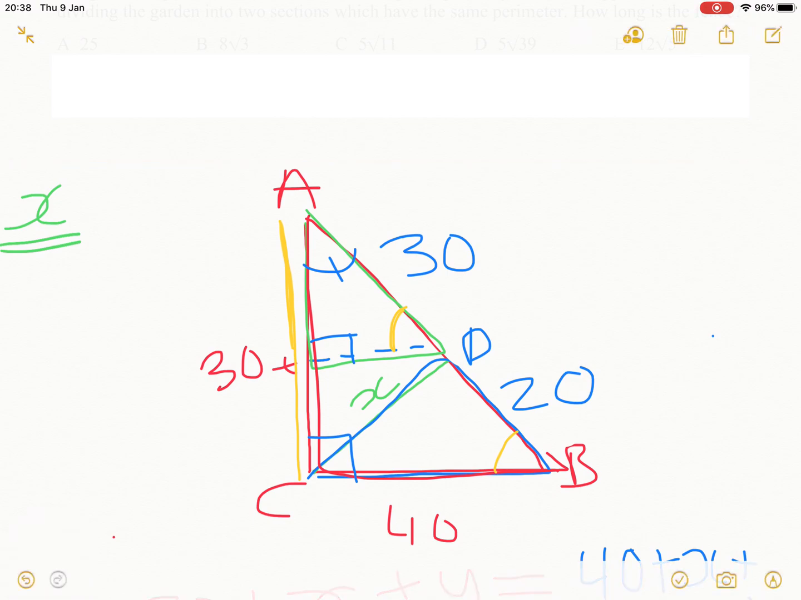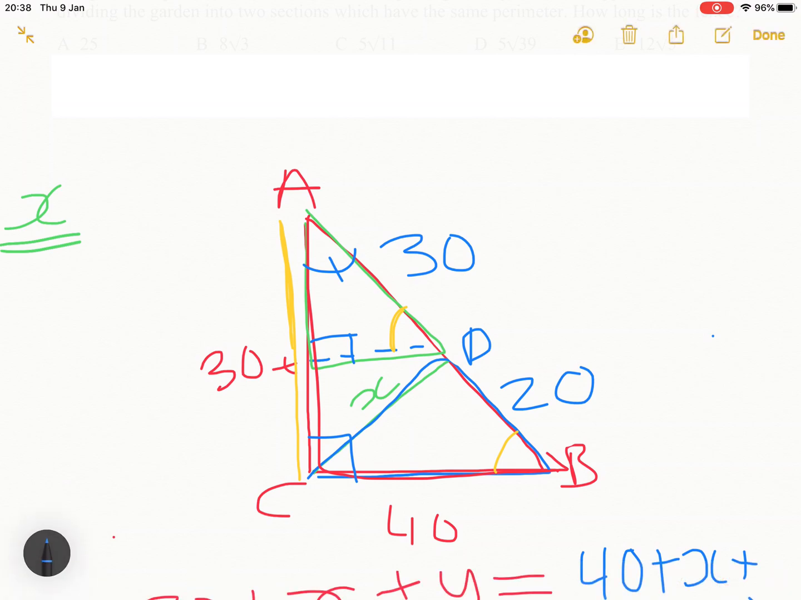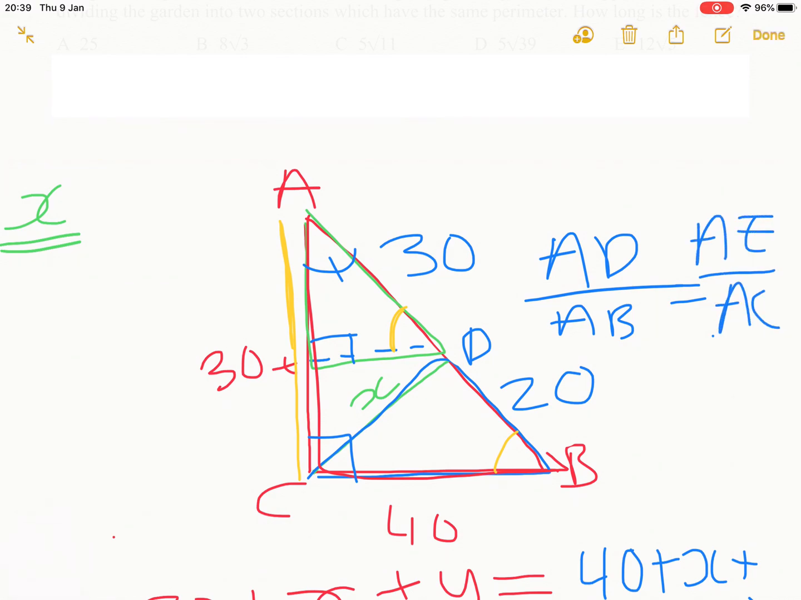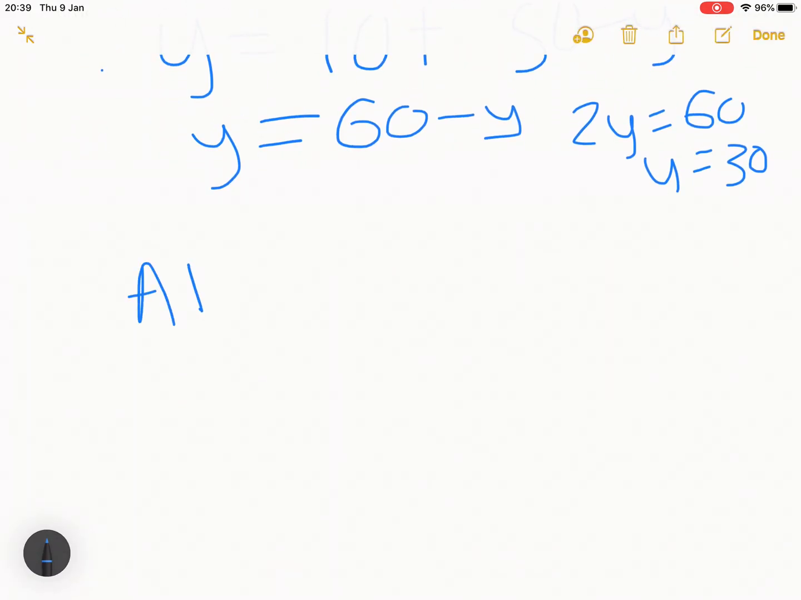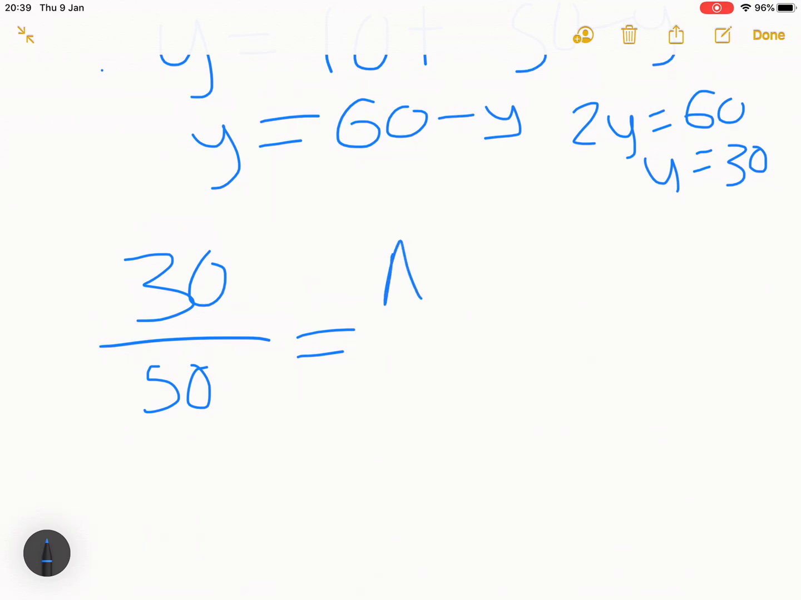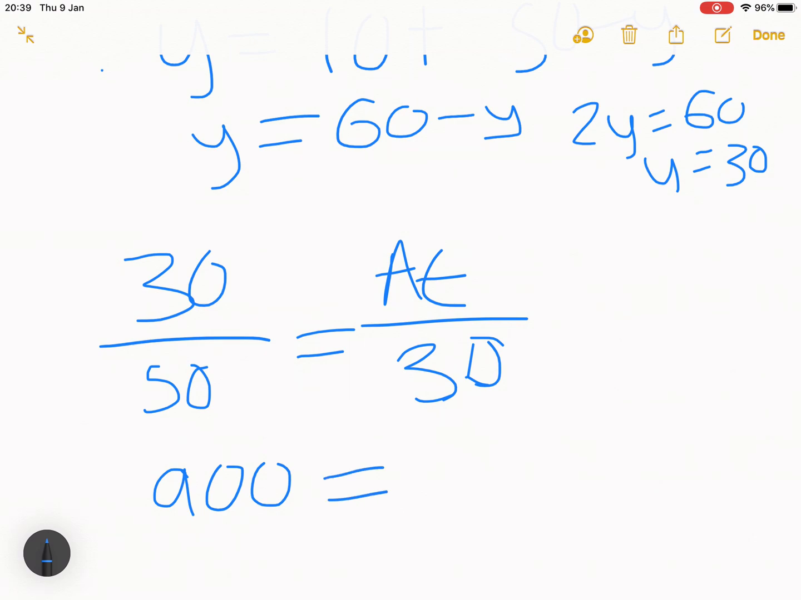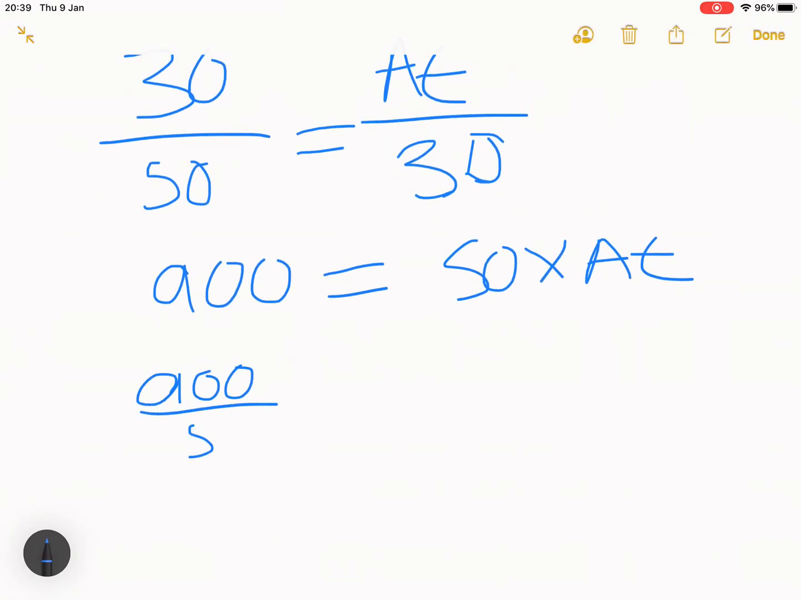So if we know that, then we can do some fractions and some ratios to find out AE. So really, the ratio of AD over AB would be the same as the ratio of AE over AC. So if we substitute our values into that, AD we know is 30 as we just figured out, and we know that AB is 50, which is already given, and then AE, which we don't know yet, over AC, which we know is 30. So then we can cross multiply and do 30 by 30, which is 900, equals 50 times AE, or 50 AE. And then we can do 900 over 50, which equals AE. And 900 over 50 is 18, so AE equals 18.